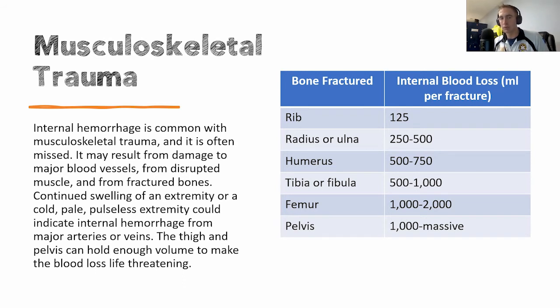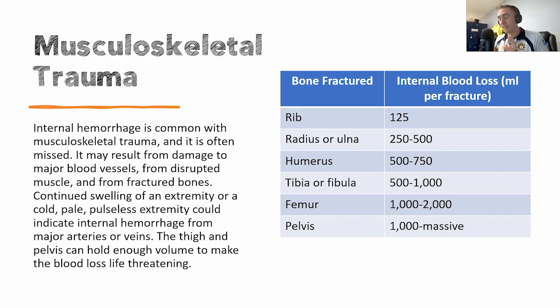This could be due to damage from the blood vessels themselves, due to fractured bones, muscle damage. Additionally, the swelling that results from this could result in a cold, pale, pulseless extremity, and they could become pulseless not just from the swelling or compartment syndrome, but also from disruption in the blood flow to that extremity due to damage from the arteries themselves.